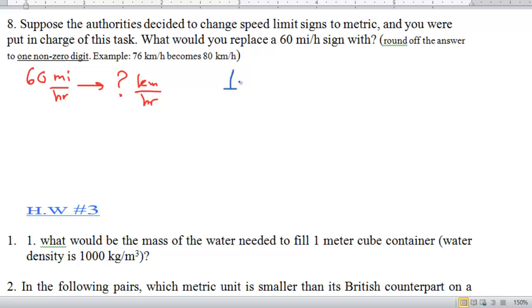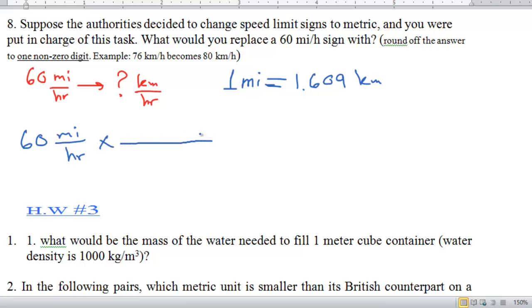Now if you look at the inside of the back cover of your textbook, you'll see that you have several conversions, and one of them is the relation between mile and kilometer. 1 mile is equivalent to 1.609 kilometer. So now if you do the conversion, you are multiplying 60 miles per hour by the conversion factor that will cancel out mile, so mile has to be in the denominator, and give you the answer in kilometer per hour. So kilometer has to be in the numerator, and you can see here from the units, mile should cancel out, and you'll get the answer in kilometer per hour.